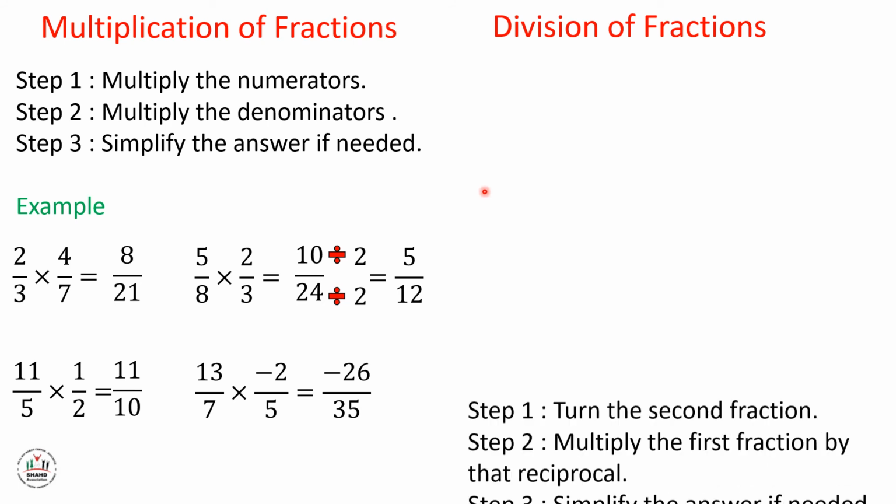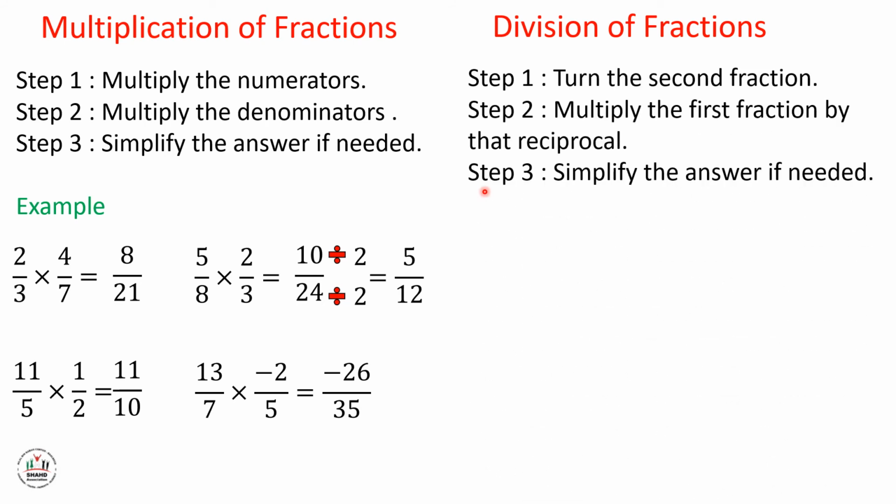Division of fractions. In step 1, we need to turn the second fraction. And step 2, step 3, same as the previous steps. Let's solve an example to understand the idea. 2 over 3 divided by 4 over 7. We need only to turn the second fraction.